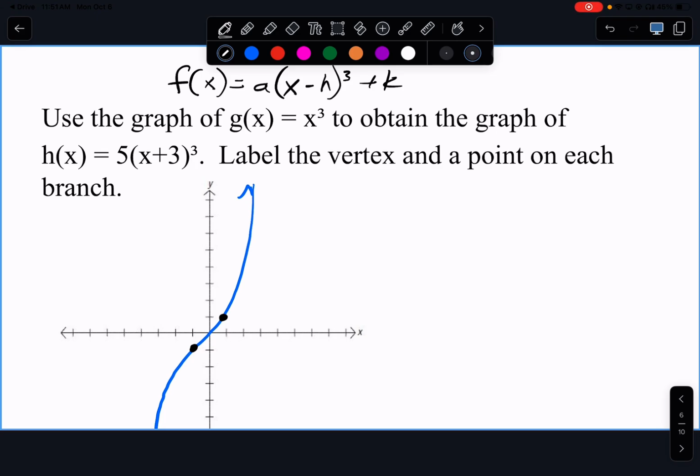One thing I want you to add to your notes, highlight it, star it, make it big, okay, is that the vertex of a graph is always going to be -h comma k. So whether it's a cubic graph like this, a square root graph, or an absolute value graph, (-h, k) is how you can find the vertex.